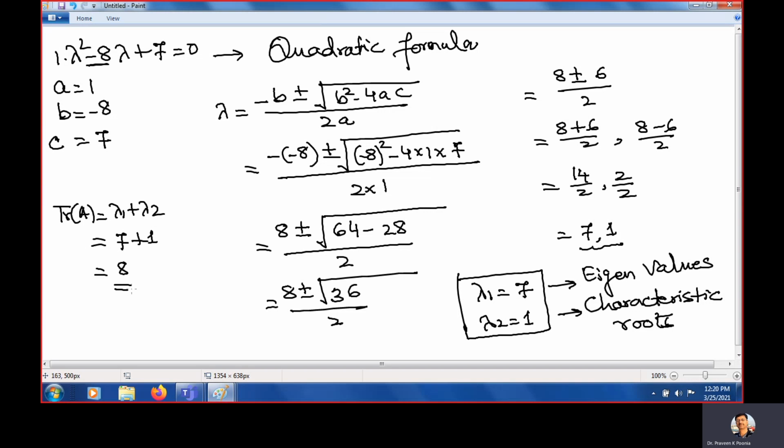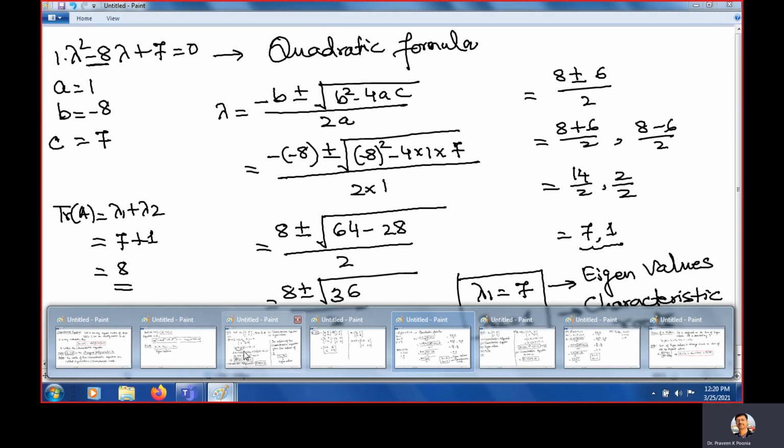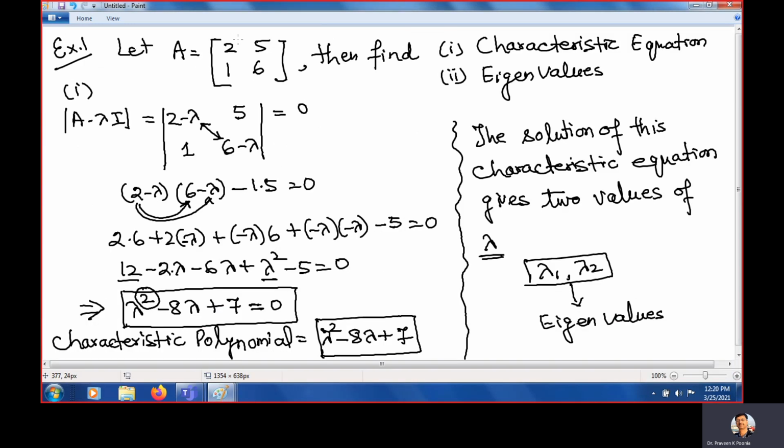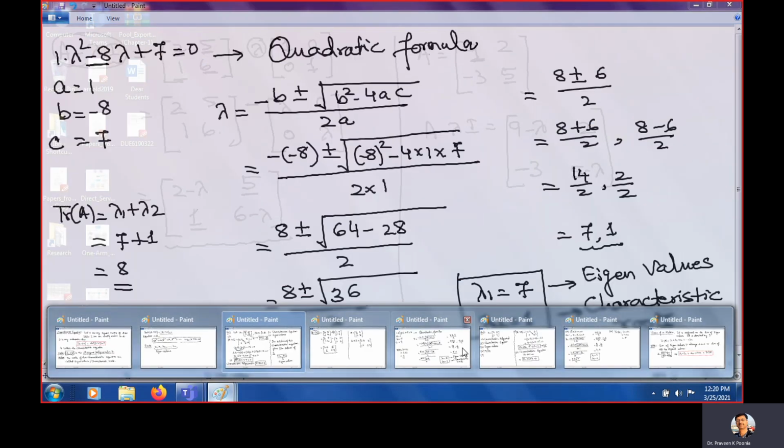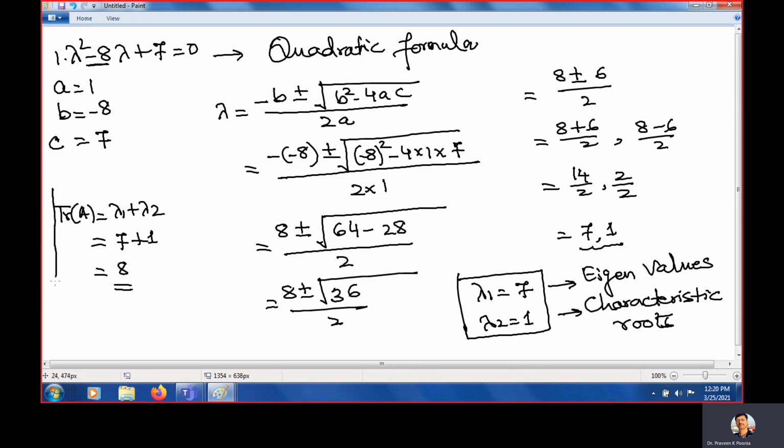And 7 plus 1 is equal to 8. And one of the important things I want to tell you, if you are taking this matrix, trace should be equal to the sum of these two entries. If you find the sum of these two entries, it is 2 plus 6, and 2 plus 6 is equal to 8. So 8 is the sum of diagonal entries. And 8 is the what? Trace. So the sum of diagonal entries and trace both are the same.